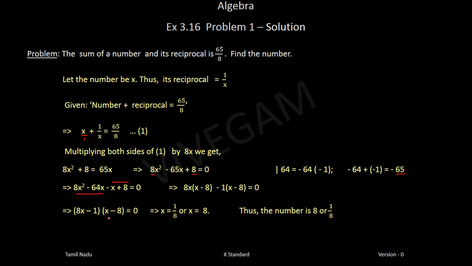A product of two factors equal to 0, so either this is 0 or this is 0. When this is 0, you get 8x minus 1 equal to 0, or 8x will be equal to 1, or x will be equal to 1 by 8. When this is 0, you will get x minus 8 equal to 0 or x will be equal to 8. Thus, the number is 8 or 1 by 8.